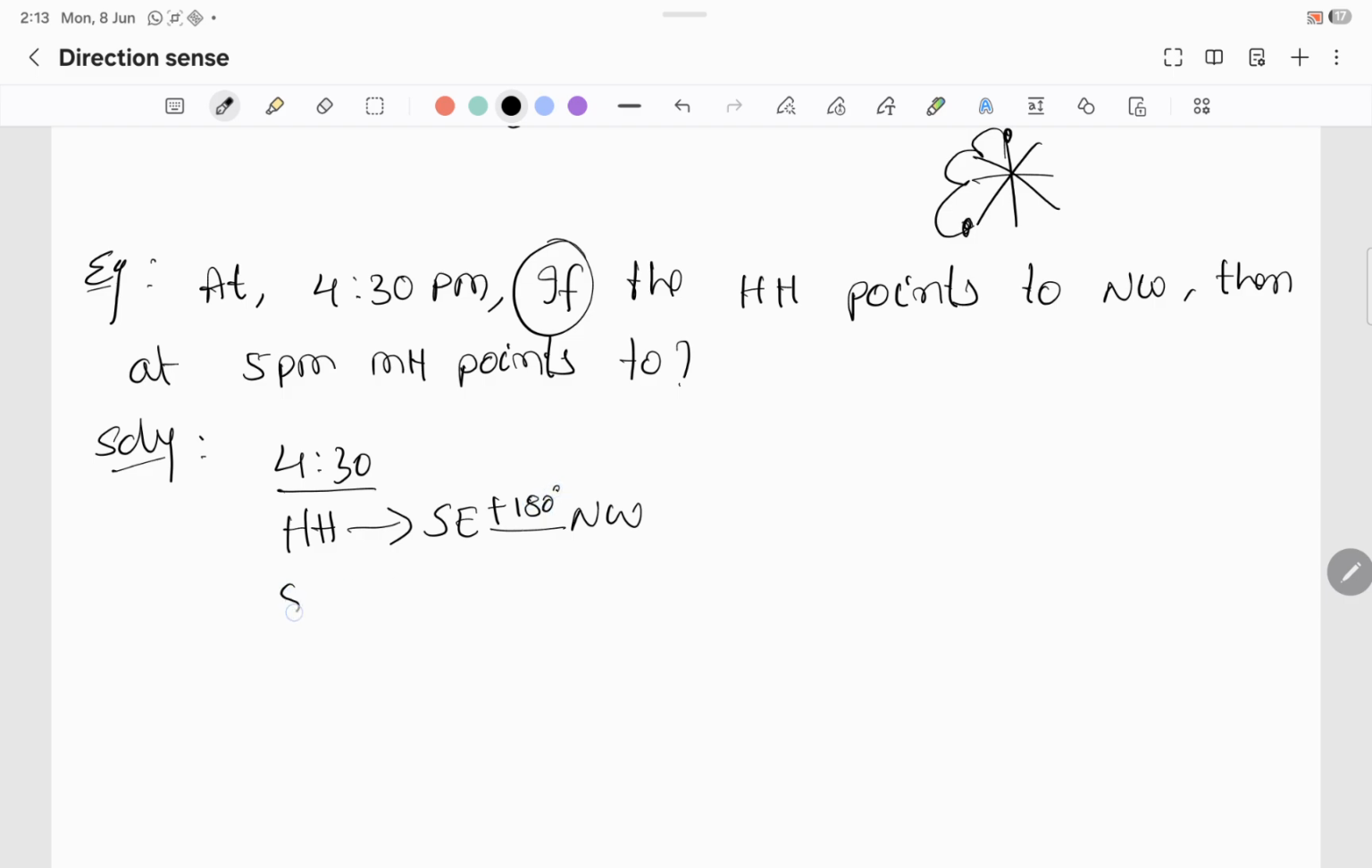Then what are they asking? Then at 5 p.m., the minute hand points to? Again I am saying either PM or AM doesn't matter. Where is the minute hand now at the time of 5 p.m.? It is pointing to 12. 12 indicates north direction. According to the question, we need to rotate 180 degrees. Then it will be south. Hope you understood this. Repeatedly watch the video, then it becomes easy.